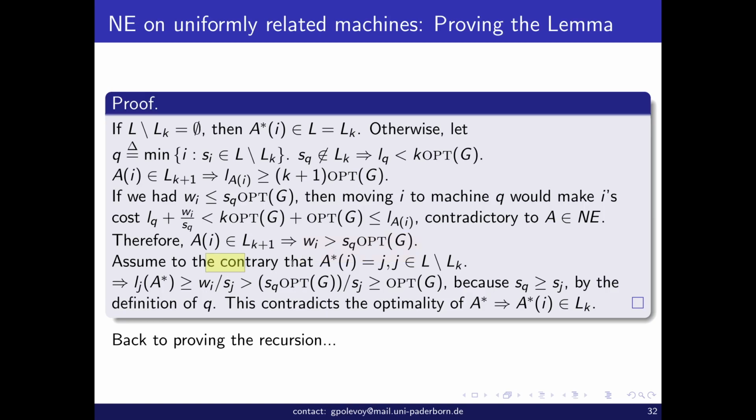Now we make a second assumption, which is basically what we need to prove. When we arrive at a contradiction here, we are done with the lemma. So the second assumption is that A star of I is not in LK. It rather goes to some machine J, which is not in LK. What does it mean? It means that the load of this machine under A star is at least Wi, the size of I, divided by the speed of this machine where it goes.